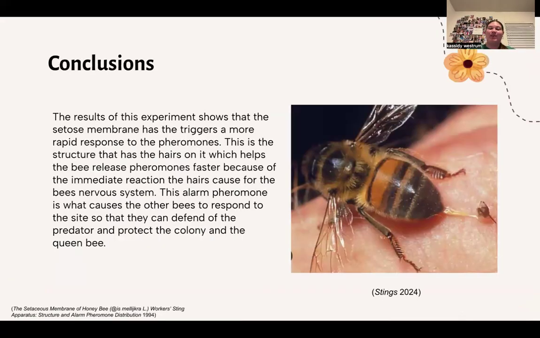Okay, so the result of this experiment shows that the cetos membrane triggers more of a rapid response to pheromones. This is the structure that has the hairs, so it helps release the pheromones faster because it has an immediate reaction of the hairs and it causes an immediate reaction to the nervous system. And so with the immediate reaction, the alarm pheromone goes off a lot quicker. And so other bees can come and find them a lot faster.